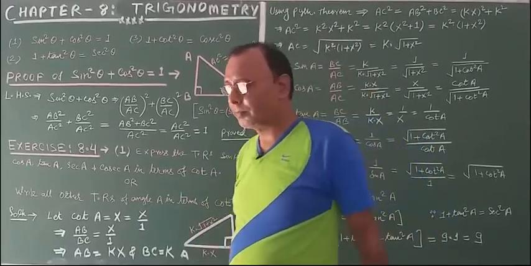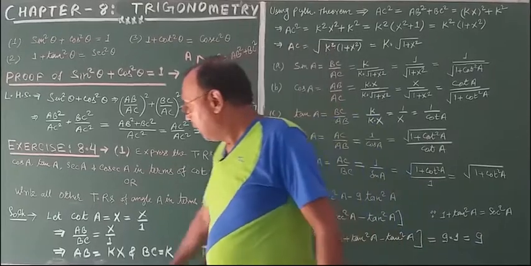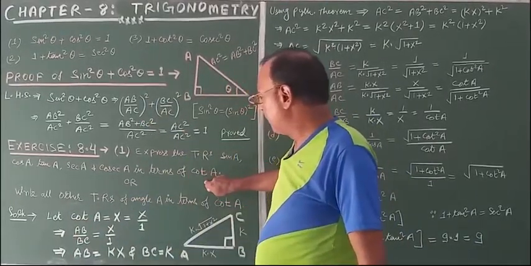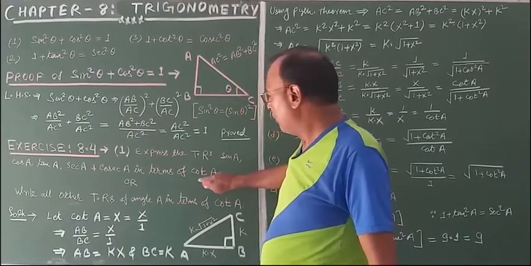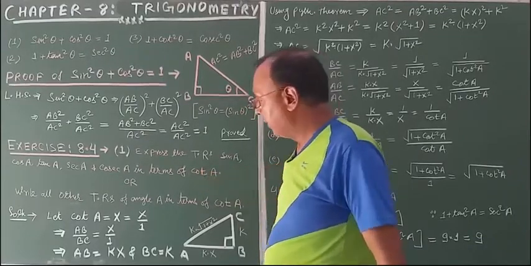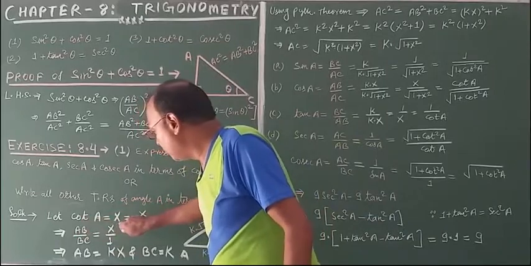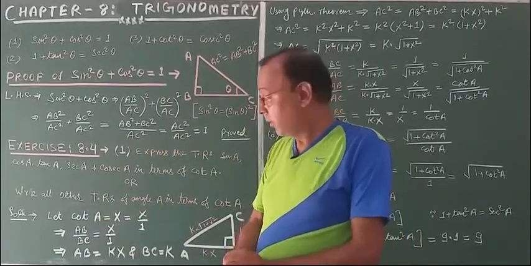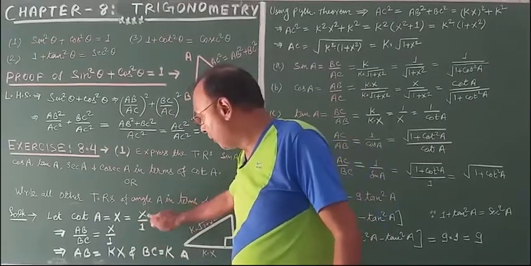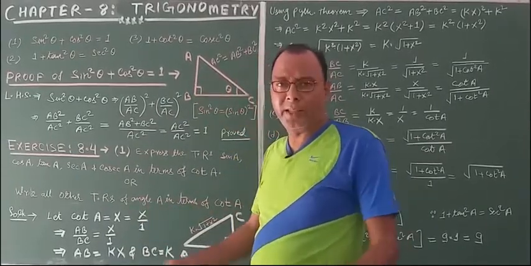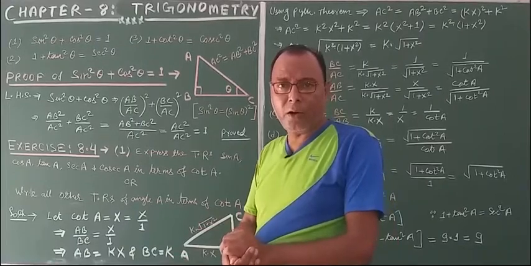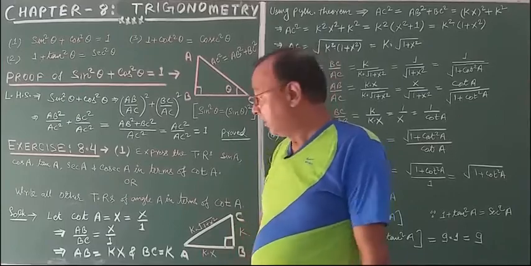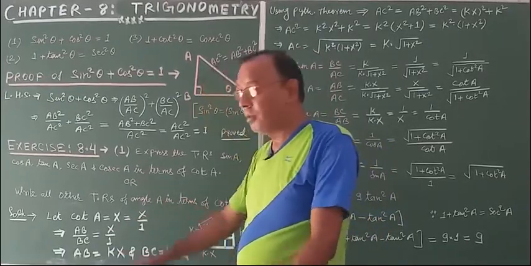For this, we will assume this cot A. Let cot A is equal to x. X means x upon 1. If there is nothing in the denominator of x, or of every number, then there is 1. This x can be written x upon 1.